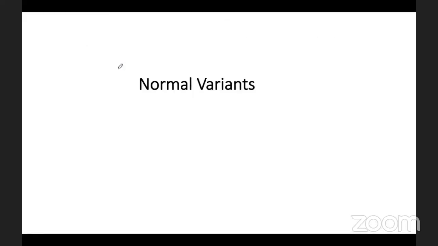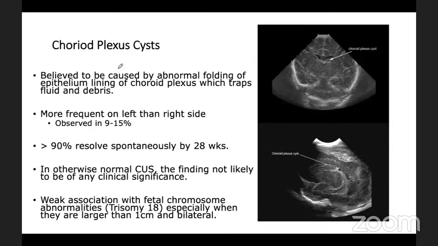A few slides about normal variant structures. One is you will frequently find choroid plexus cysts on the ultrasounds. These are believed to be caused by abnormal folding of epithelium, and when they are folding, they trap a few fluids and debris. Most frequently, they occur on the left side as compared to the right, in about 10 to 15% of babies. More than 90% resolve spontaneously by 28 weeks.